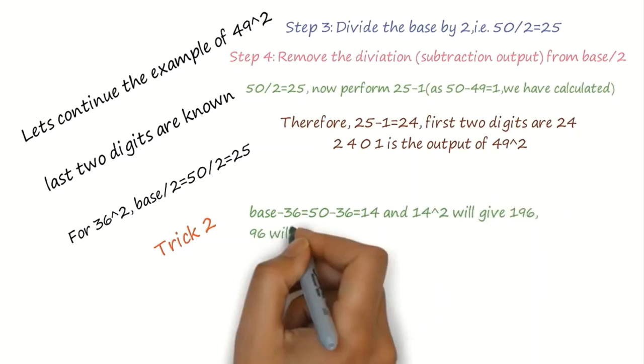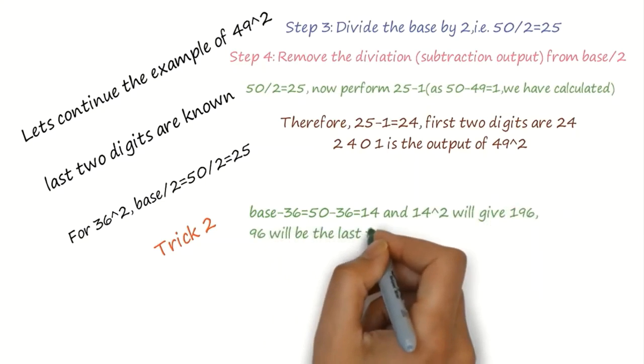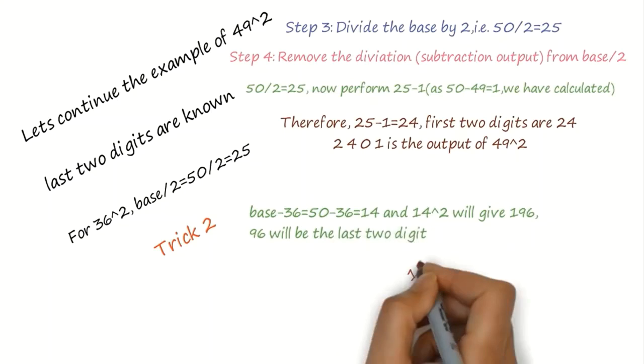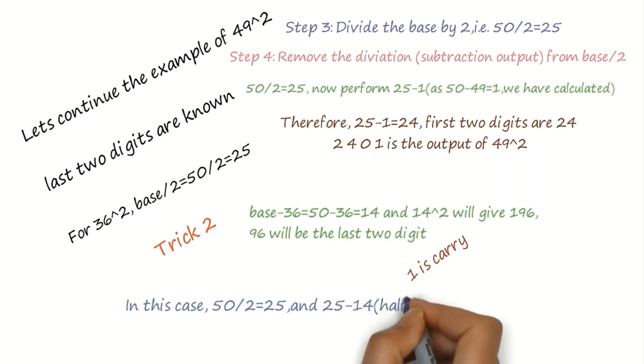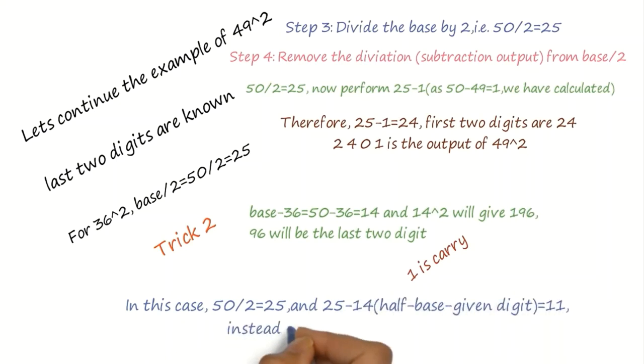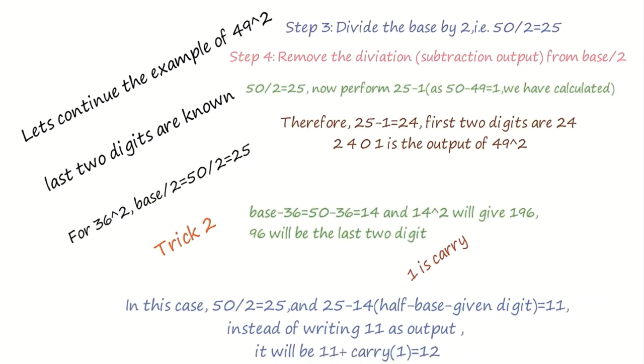As for performing 36 square, the deviation is 14 and performing 14 square, we get the last two digits as 96 with carry 1. Now, according to step 3 and step 4, we have to perform base by 2 minus 14, that is 25 minus 14, which will give you 11, and the carry 1 will be added to 11 and we will get 12 as the first two digits.